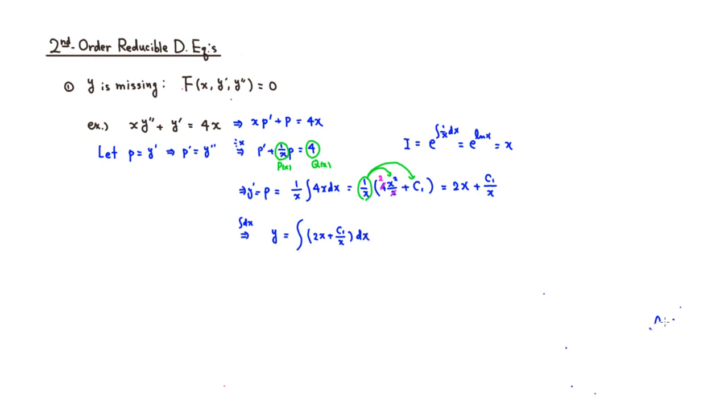This is just taking the antiderivative. The antiderivative of 2x is just x squared. C1 is just a number, so I'll put it here. The antiderivative of 1 over x is natural log of the absolute value of x. Then you might have another constant, so I'm going to call it C2. So this is the solution that we're looking for. That's it. I hope that this was clear.